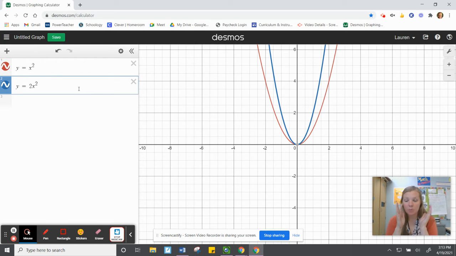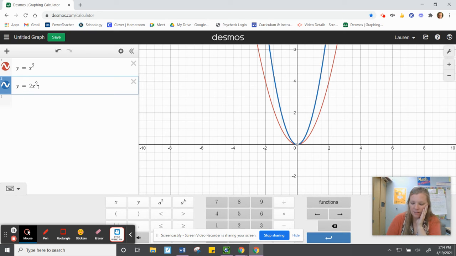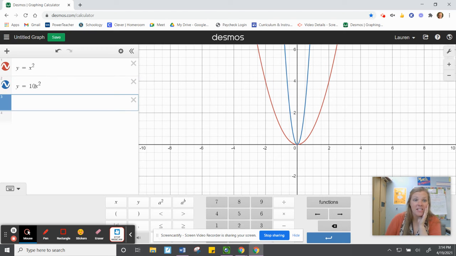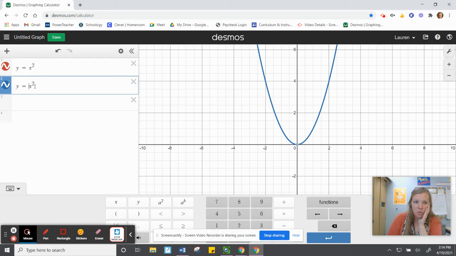And you can see that the blue graph is skinnier than the red graph. So adding a coefficient that's bigger than 1 is going to make the graph skinnier. If I make it a 10, it's even skinnier. If I make it a 20, the graph gets even skinnier. So the bigger the coefficient, the skinnier the graph.